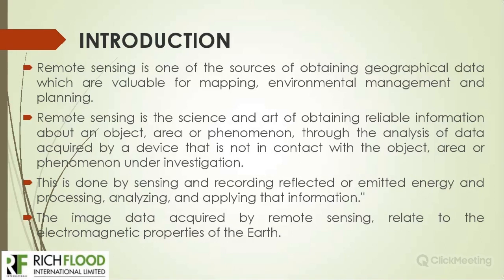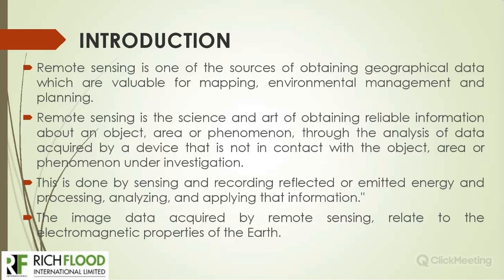So let's try to dissect the definition of what remote sensing is actually about. Remote sensing could be described as the science and art of obtaining reliable information about an object, an area, or a phenomenon through the analysis of data acquired by a device that is not in contact with the object, the area, or the phenomenon under investigation.